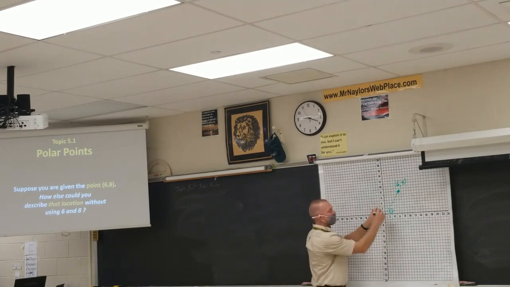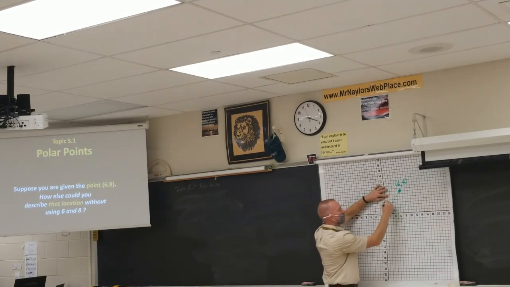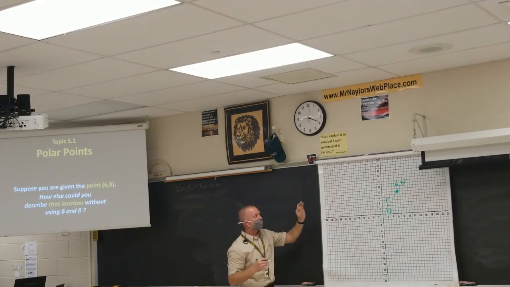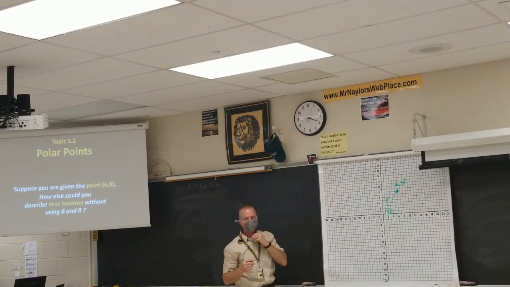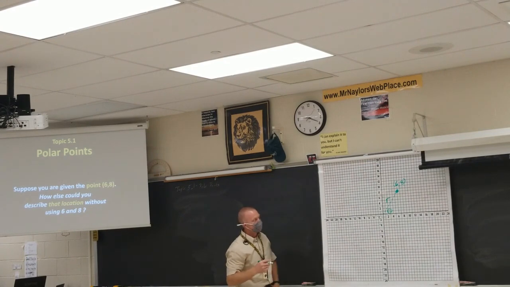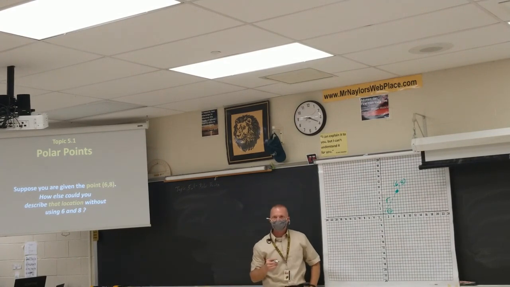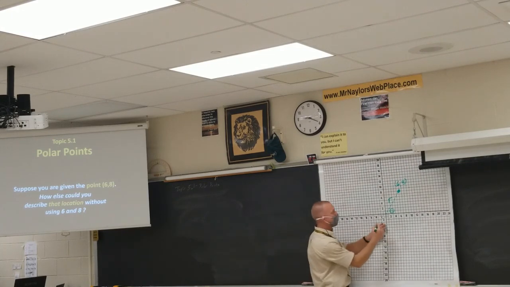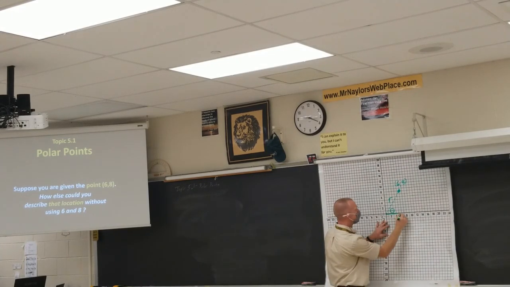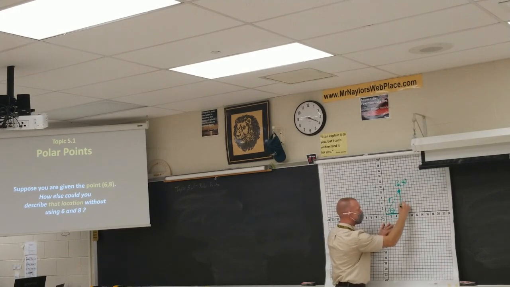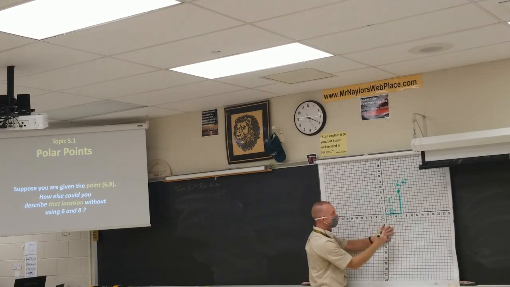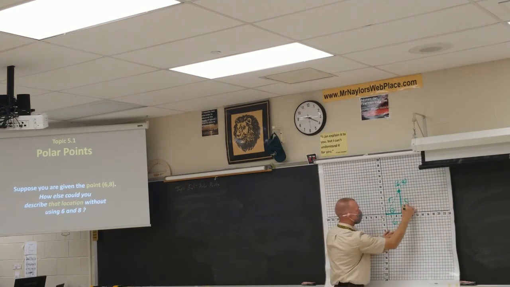Now, this diagonal distance, I'm going to go ahead and just tell you that it's r. You've actually seen it that way before, but we're going to call it r so we don't have to keep saying diagonal distance. So, how could I determine r? How could I determine theta? If I know these two distances, how can I determine r? How can I determine theta if I know these two distances?